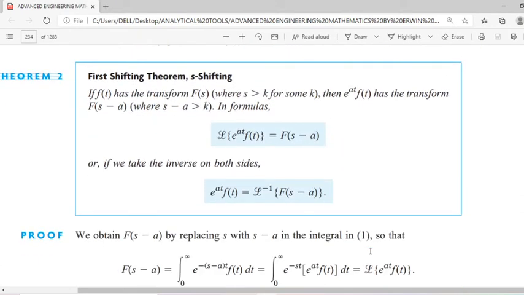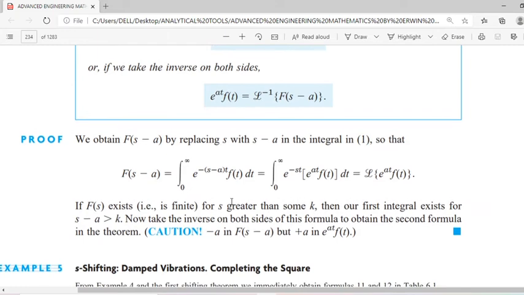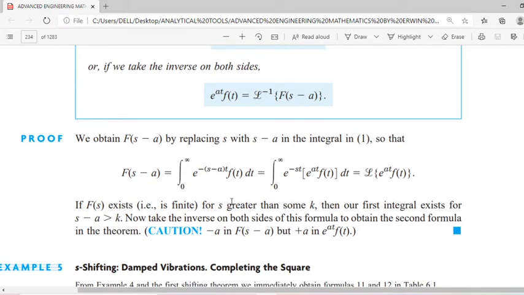So we will consider the proof of theorem 2. The Laplace transformation of e raised to at into f of t is equal to F of S minus A, that we have to prove. Or in other words, the inverse of F of S minus A is nothing but e raised to at into f of t. So we should have these two results and we can apply them to complicated problems.